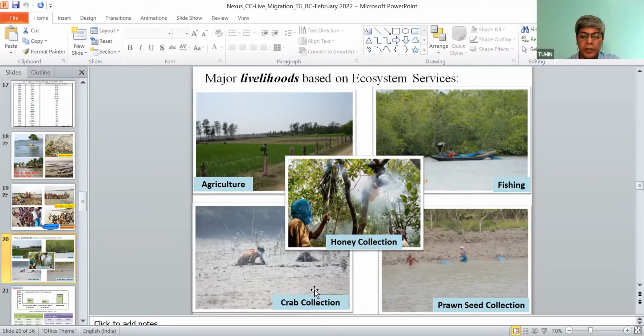They go for crab collection. They do honey collection, but only once a year for 14-15 days, when they get permission from the forest department. And prawn seed collection was earlier very popular because the prawn seed price was much higher. Now the Andhra prawn seed larvae are being sent in pouches, so the prawn seed price has dropped. Very few people are still engaged in prawn seed collection.